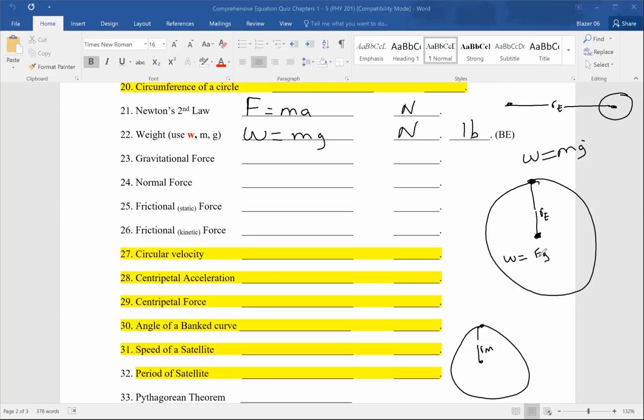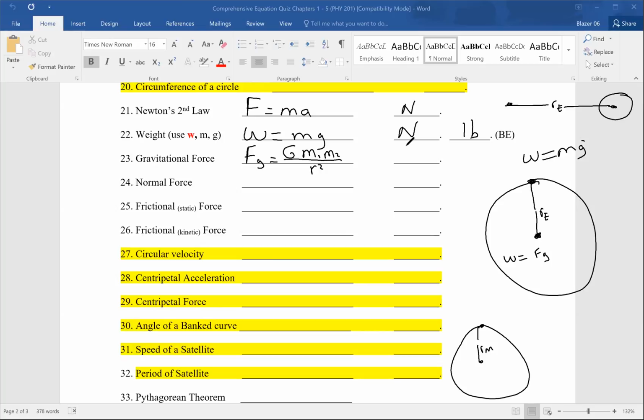And so F sub G, what does F sub G say? F sub G, which is the gravitational force, is big G, mass of the what? Earth. If it's on Earth, we just call it mass 1. Mass of the object, in this case a person, divided by the radius between them squared. If it's the Earth, it's the radius of the Earth. If it's the moon, it would be the radius of the moon.